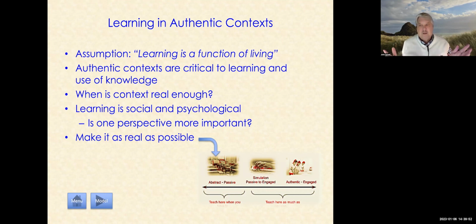There's lots of academic arguments about which is more important. I tend to think that they're both important. I tend to lean more to social learning theories, but I'm just one guy. But here's the bottom line for this, I think. Make learning as real as possible, given the circumstances that you have. I know those are limited, in classrooms, but the essence of classrooms is that they're abstract and passive.